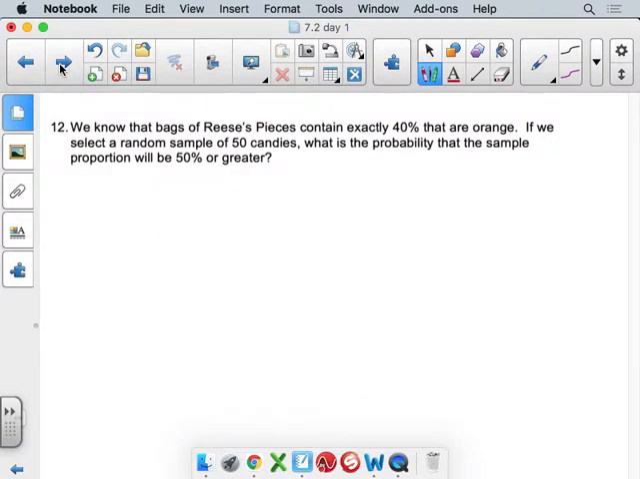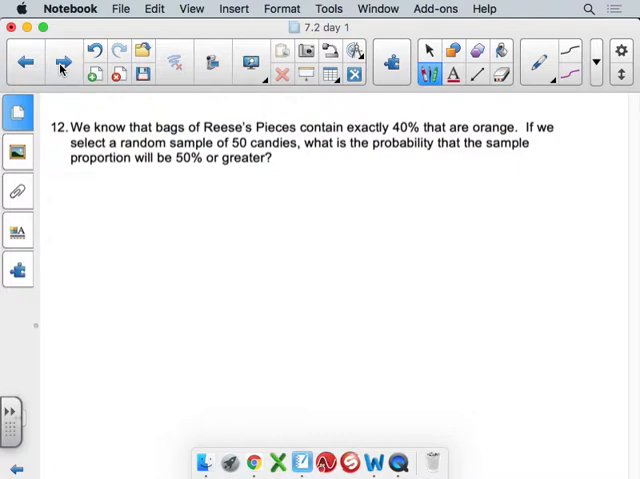Let's try a problem out. On number 12, we know that the bags of Reese's contain 40%. If we did a random sample of 50 candies, what's the probability the sample proportion will be 50% or greater?